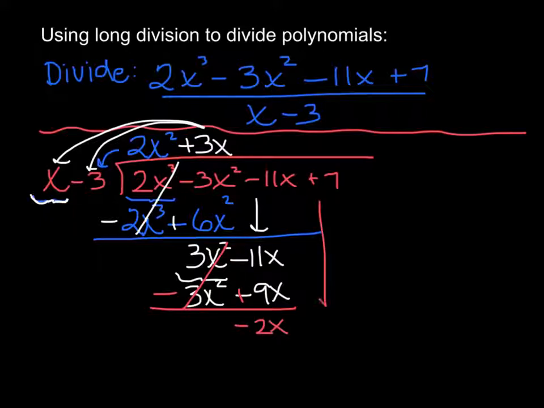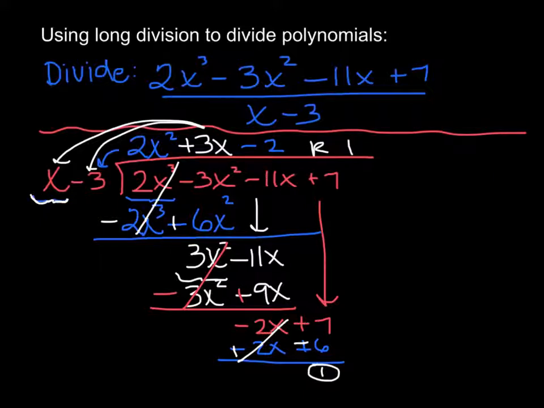Keep going till I have no more terms to bring down. And now x goes into minus 2x minus 2 times. And then I distribute, so I get minus 2x plus 6. I subtract, which makes this addition, this subtraction. Those drop out, and I get a 1. Okay, so this has a remainder of 1. So what that means is when I divide 2x to the third minus 3x squared minus 11x plus 7 by x minus 3, I end up with a remainder of 1.